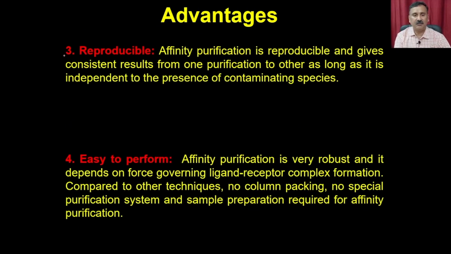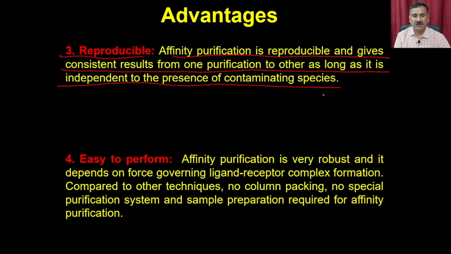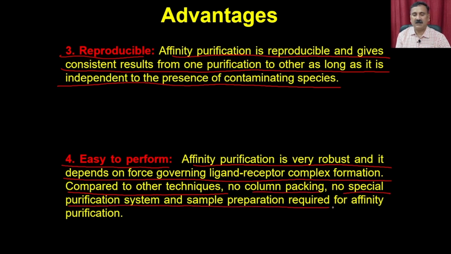Then the third is reproducibility. Affinity purification is reproducible and gives consistent results from one purification to another, as long as it is independent of the presence of contaminating species. Then it is easy to perform. Affinity chromatography is very robust and depends on the forces governing ligand-receptor complex formation. Compared to other techniques, no column packing, no special purification system, and no special sample preparation are required. This is very important because it saves time in training manpower, and anybody can do affinity chromatography without much training.